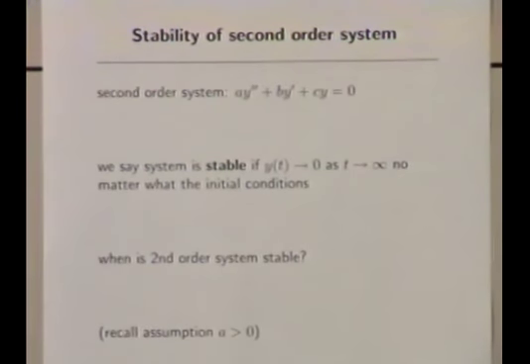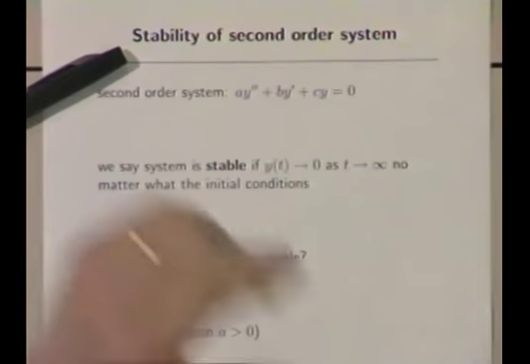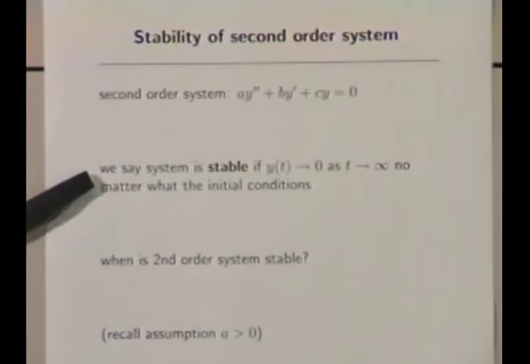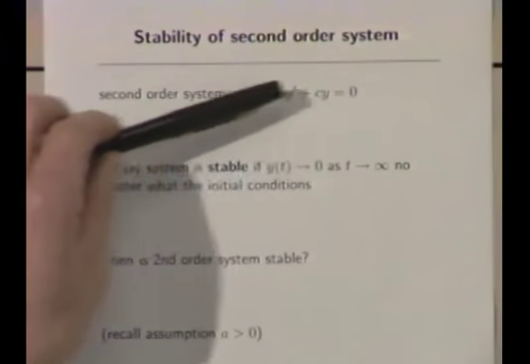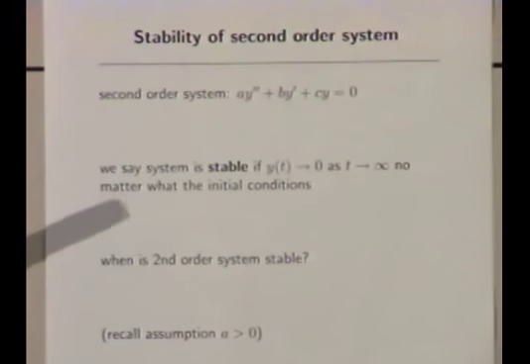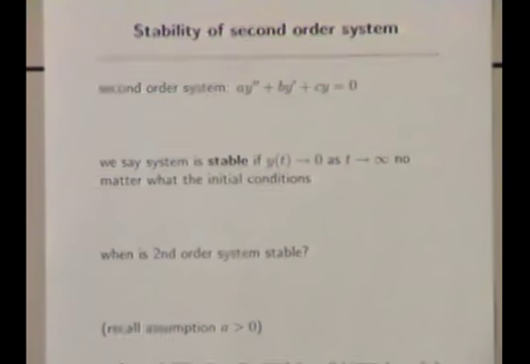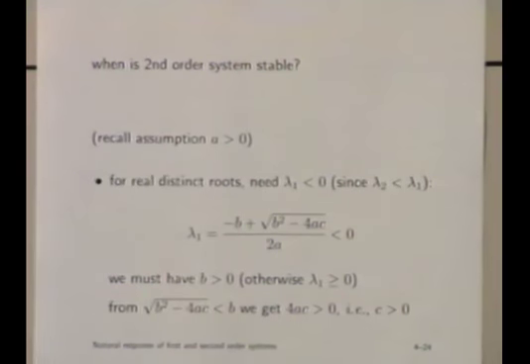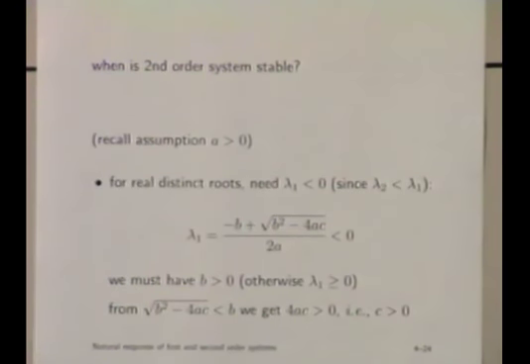So we've already talked about this a little bit, but we'll make it explicit. It's the idea of stability. You take a second-order differential equation, and you say that the system is stable if all solutions of this go to 0, no matter what the initial conditions are. And then we can ask, when is a second-order system stable? If we assume a is positive, you have to work out the three cases separately. And here's what happens.